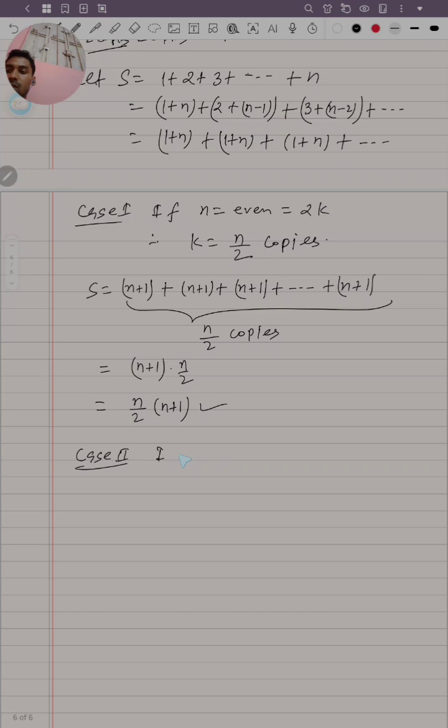Now the second case, if n is odd, therefore n is 2k plus 1, this implies k is n minus 1 by 2 copies plus 1 middle term.